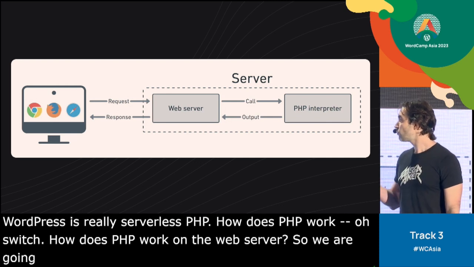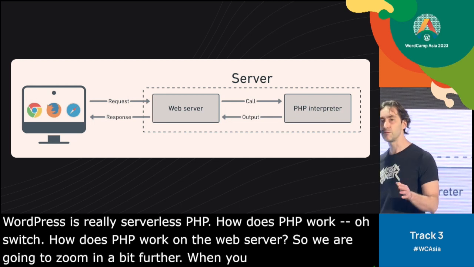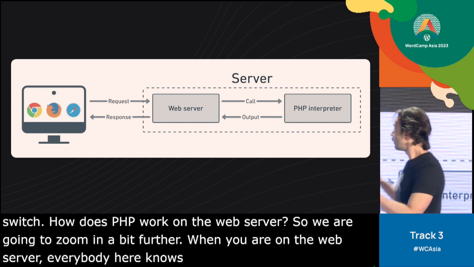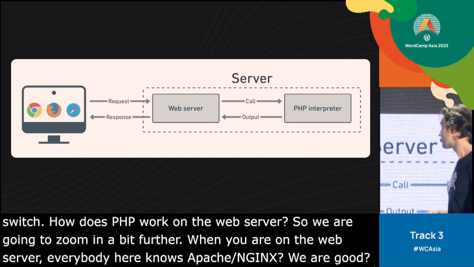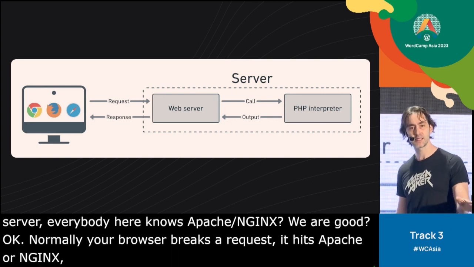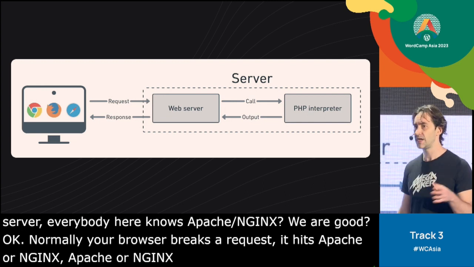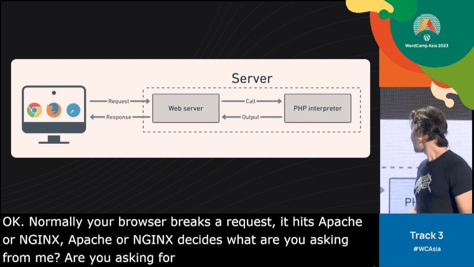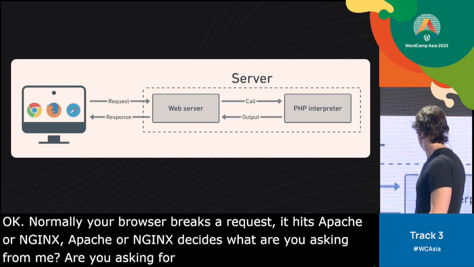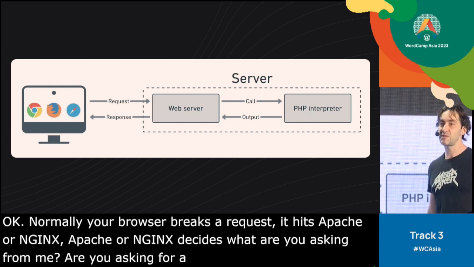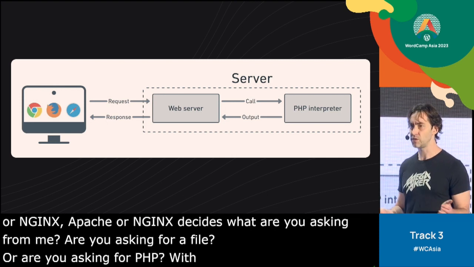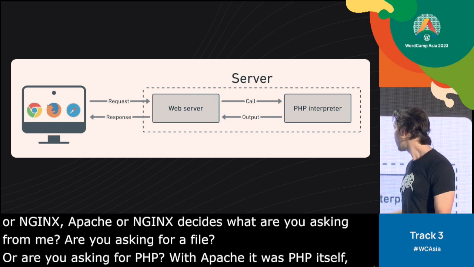So when you're on the web server, everybody here knows Apache, Nginx, we're good? Okay, cool. So normally your browser makes a request, it hits Apache or Nginx, and Apache or Nginx decides, okay, what are you asking me for right now? Are you asking me for a file? Are you asking me for PHP? If it determines that it's asking for PHP, it makes a call to the PHP interpreter. With Apache, it used to be just PHP itself. With Nginx, which most people use now, it's PHP-FPM that you call. But the idea is the same.